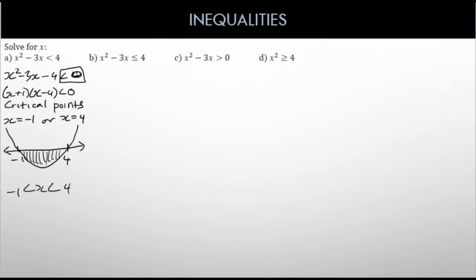We have x squared minus 3x is less than or equal to 4. So now standard form: x squared minus 3x minus 4 is less than or equal to 0. And then our factors are x plus 1, x minus 4 less than or equal to 0, and then we have our critical points.